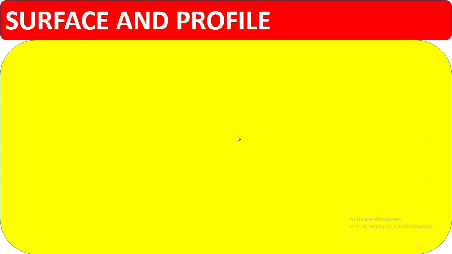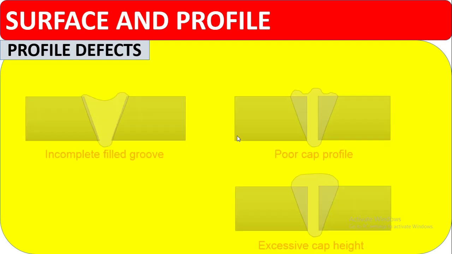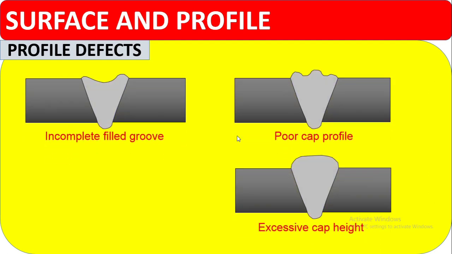Now the next type of defect is surface and profile defects. What are profile defects? Surface and profile defects. You can see visually this incomplete filled groove. You see here, incomplete filled groove.